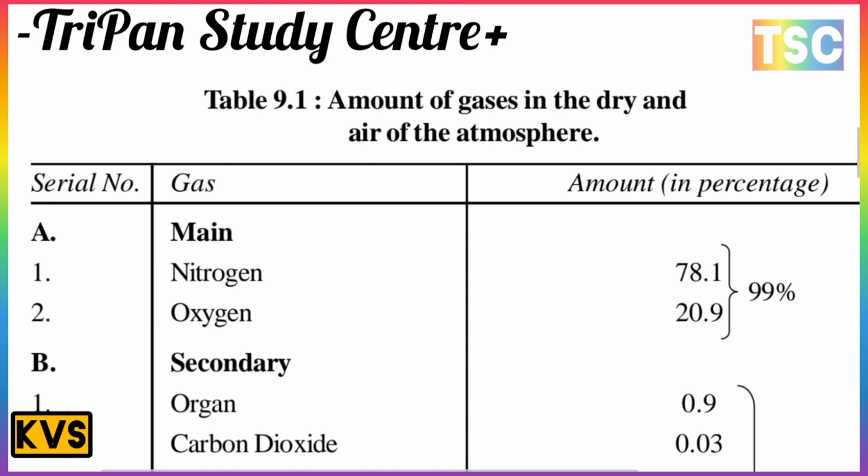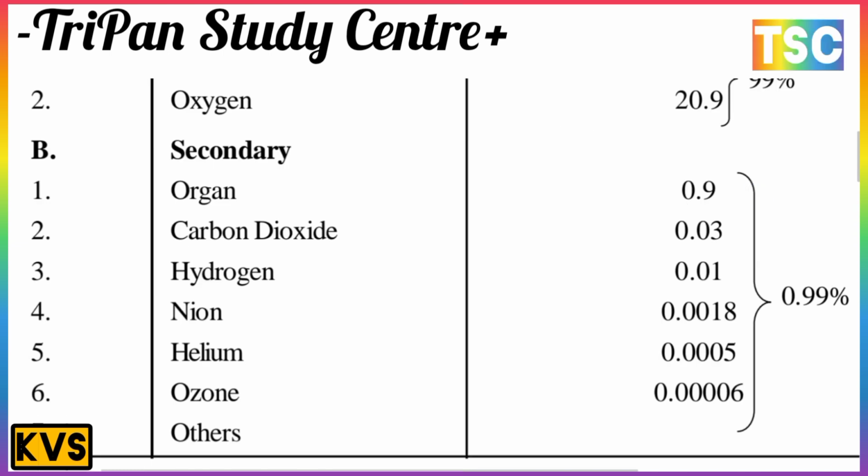Nitrogen is 78.1% and oxygen is 20.9%. The other secondary gases are argon, carbon dioxide, hydrogen, neon, helium, ozone, and others. Argon is 0.9% and carbon dioxide is 0.03%. Hydrogen is 0.01%. Neon is 0.0018% and helium is 0.005%. Ozone and others are also present.